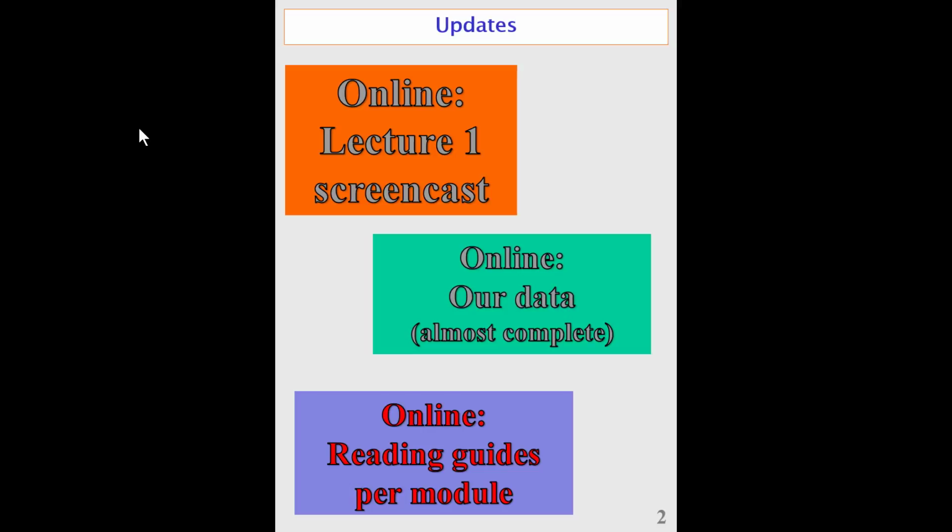Then I put the data as far as we have it online. I think we have now 150 or 160 or so submissions complete, and we're still lacking a few, but I put the ones that I have online already, so that you can look at the data that we have. And what I also put online is separate reading guides per module. So for each and every module you can now see which chapter of the book it is supposed to cover, including which parts of the chapter that you need to go through, so that if you want to work ahead, that will also give you some pointers as to where to go.